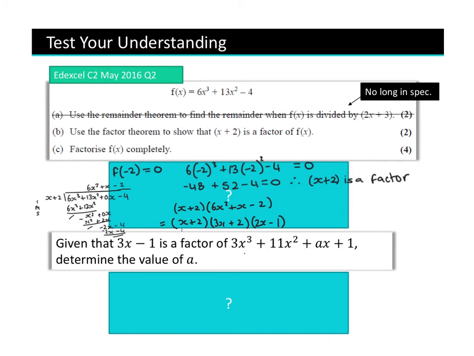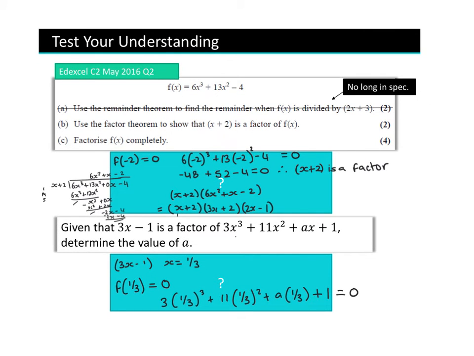Any questions? It then says, given that 3x minus 1 is a factor, that means x equals a third, because that's what makes this bracket 0. So if we substitute a third into the function, it will equal 0. So we're going to have 3 lots of a third cubed plus 11 lots of a third squared plus a lots of a third plus 1 equals 0.